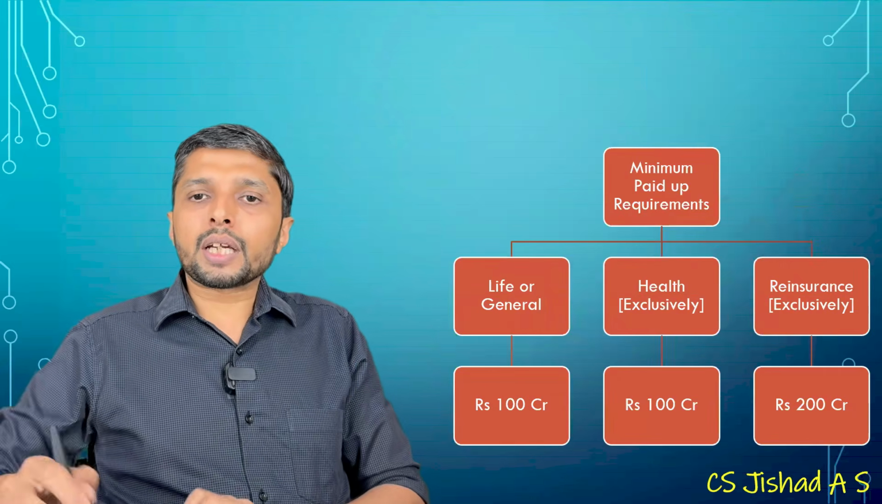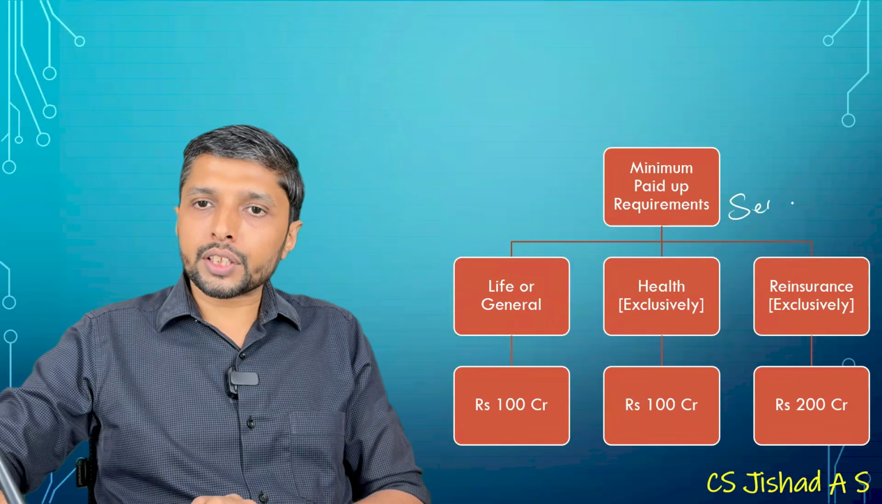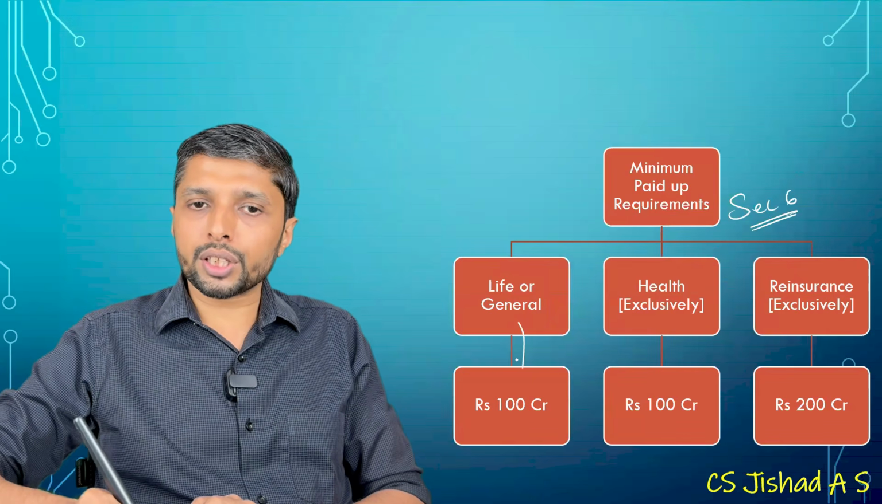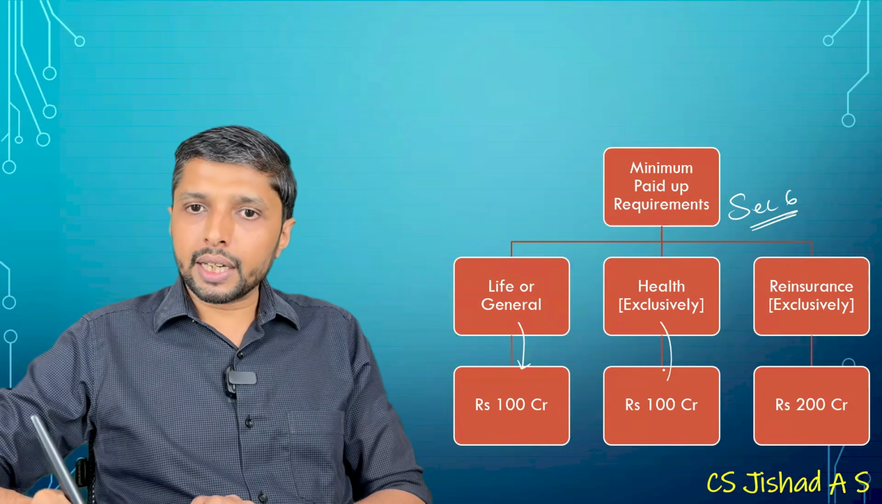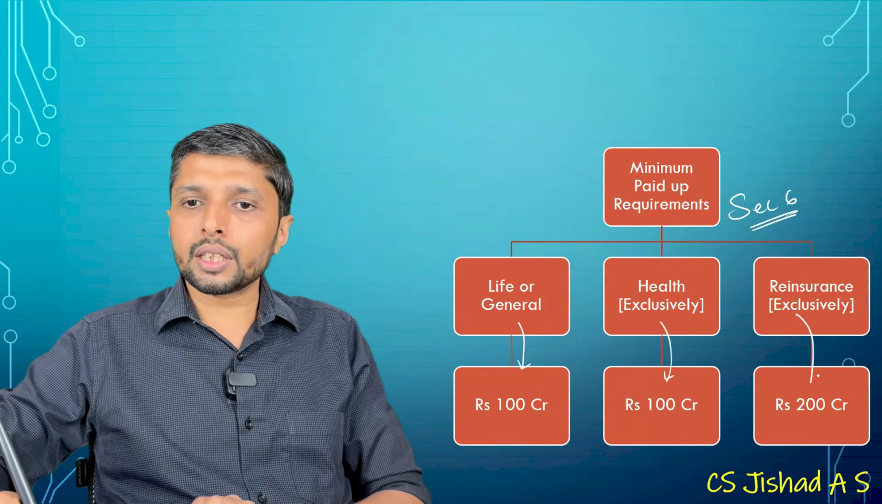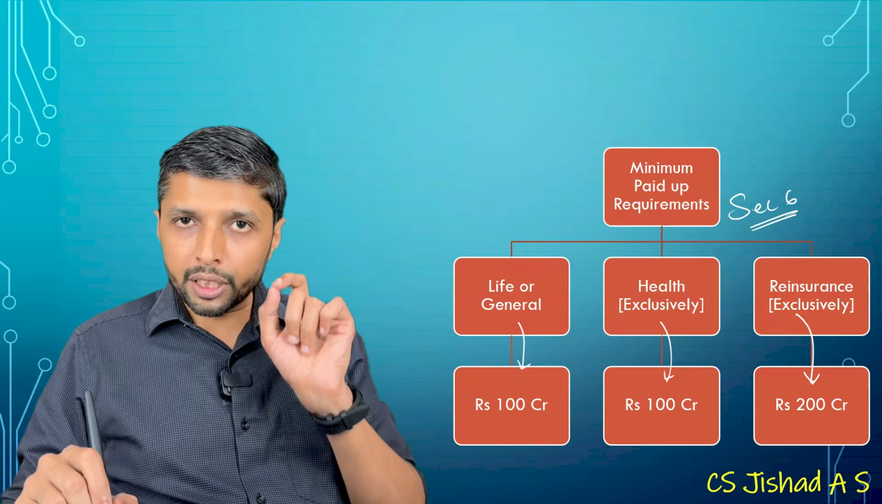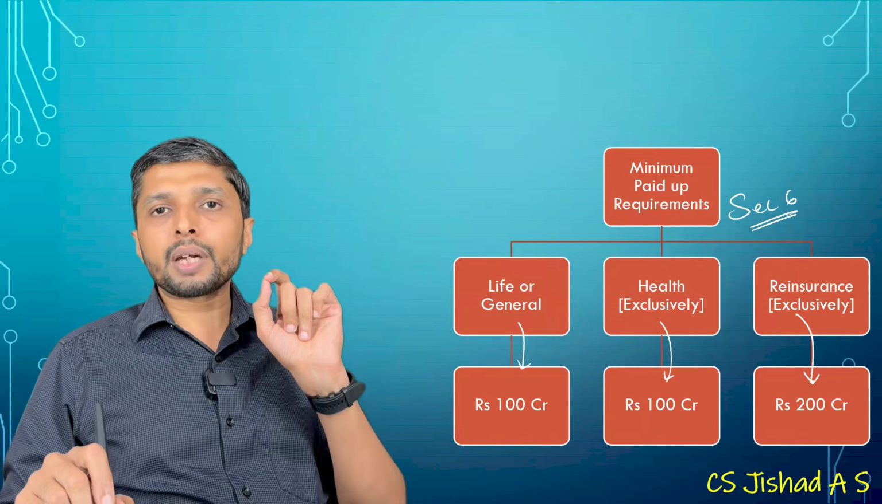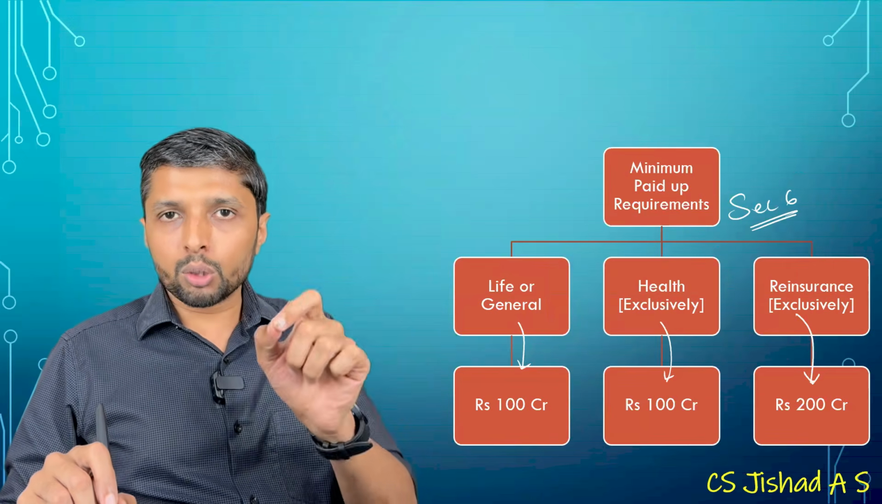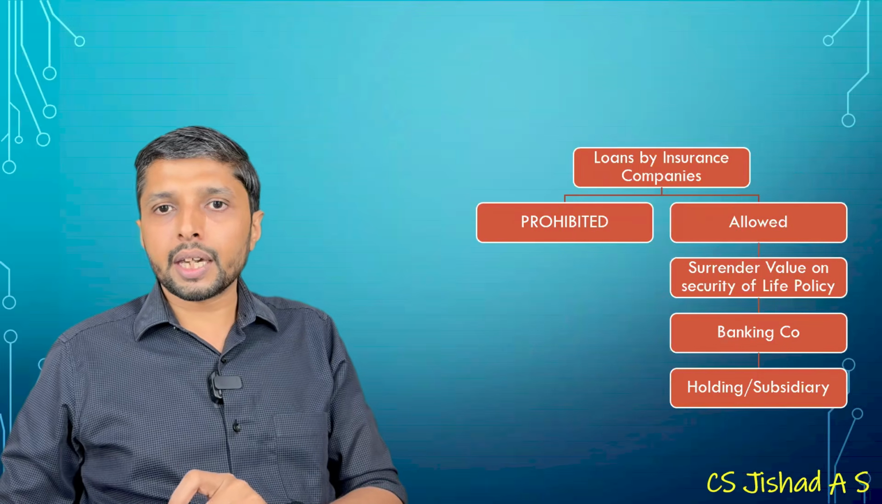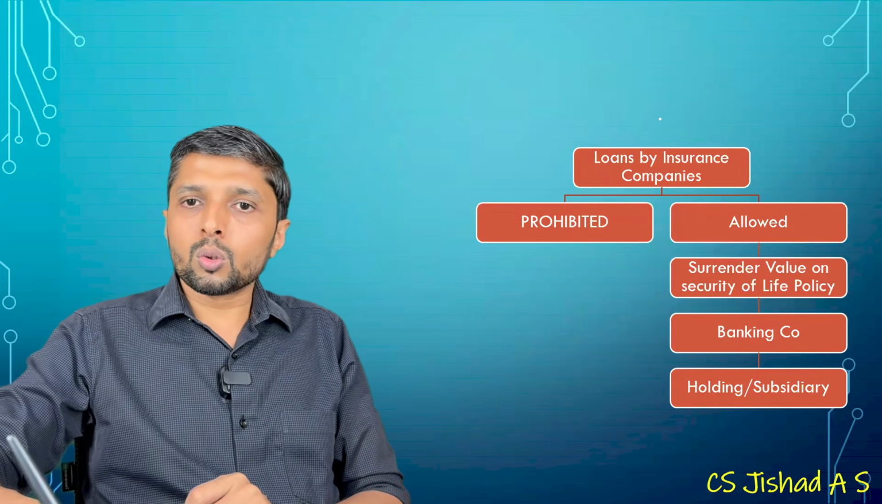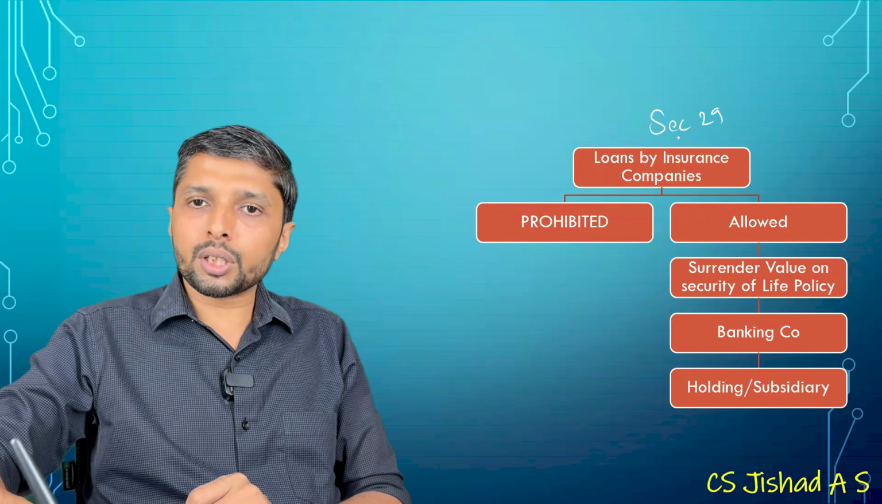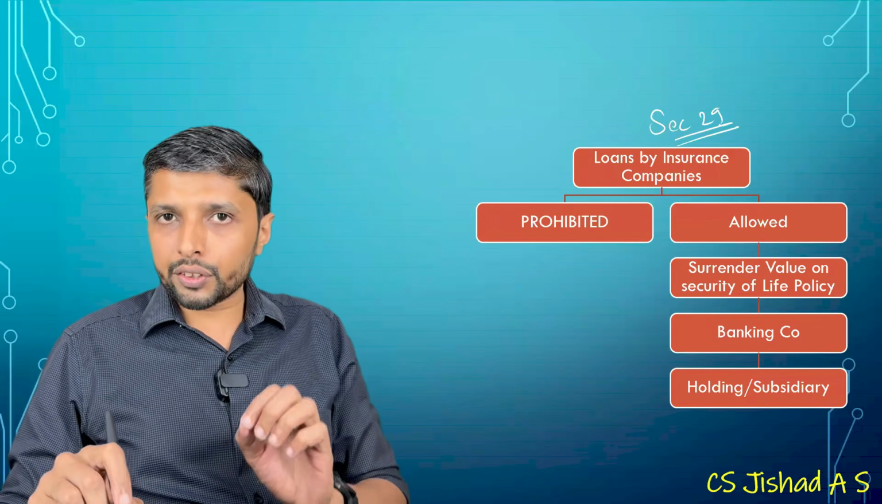Then minimum paid up requirement, which is specified under section 6 of Insurance Act. Life or general, it will be 100 CR, health exclusively 100 CR, reinsurance 200 CR. So please note that while computing the minimum paid up requirement under section 6, you will have to deduct the preliminary expenses. Now we'll move to the loans provision by insurance companies, which is explained in section 21.